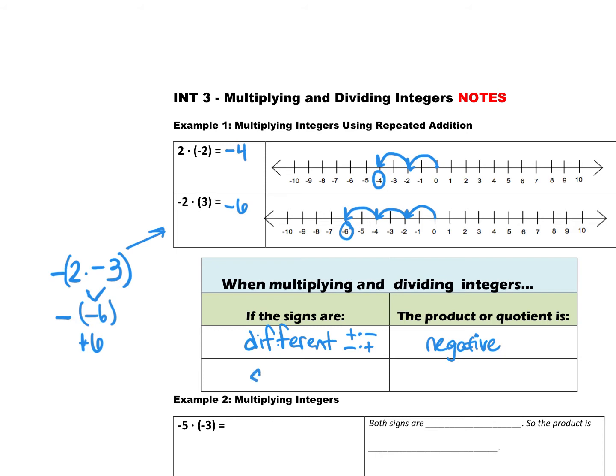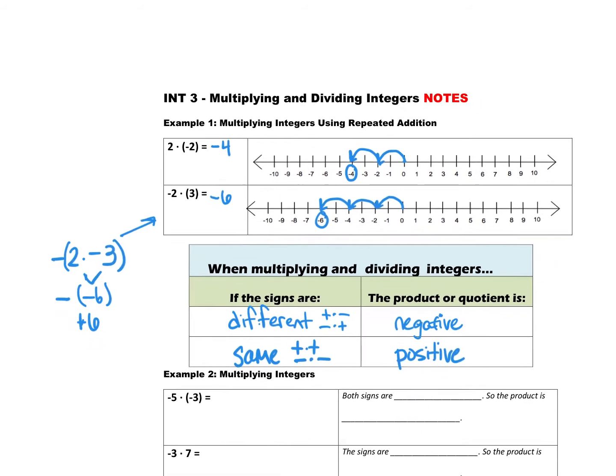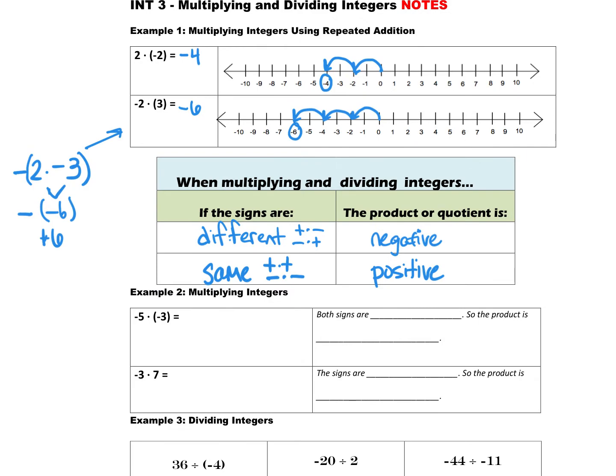So when the signs are the same, meaning they're both positive, a positive times a positive, or a negative times a negative, then my answer is going to come out positive. We don't have to worry about all that absolute value stuff, the sign of the bigger number. These rules apply to both multiplying and dividing. 2 positives, positive. 2 negatives is positive, and one of each sign, your answer is a negative. So let's do some of these problems together.